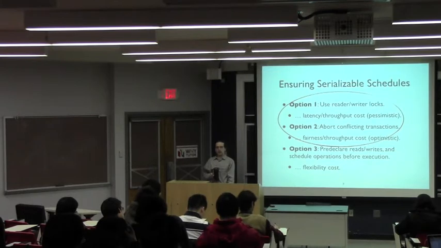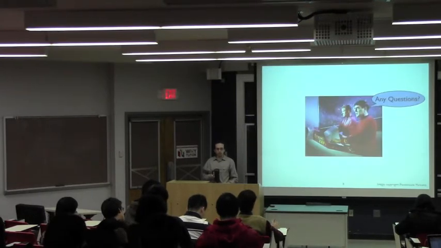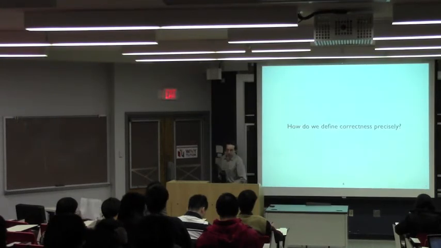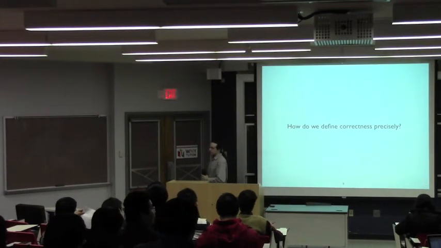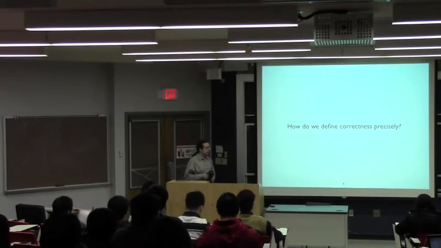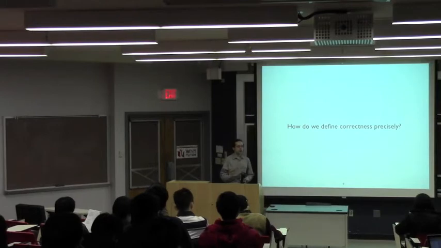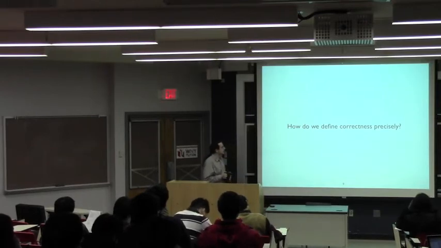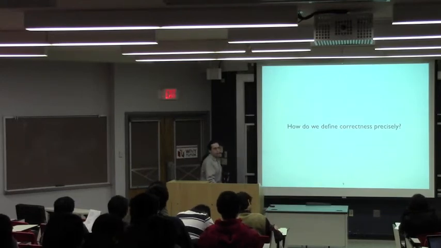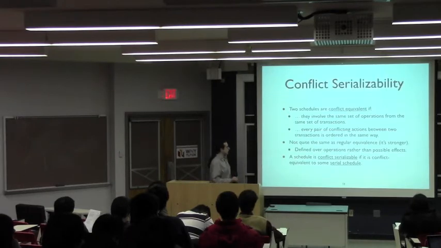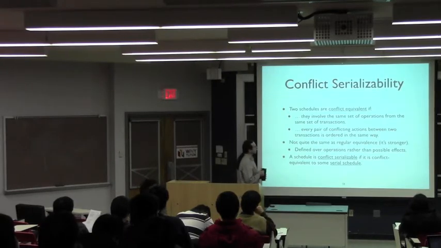So, any questions on the recap so far? Okay, so today's lecture is going to be divided into two parts. The first part is how do we define correctness in a much more precise way? We have this vague, fuzzy notion of equivalence. How do we make that a little more concrete? We're going to start off with a slightly more concrete definition of equivalence. We're going to call that conflict equivalence.